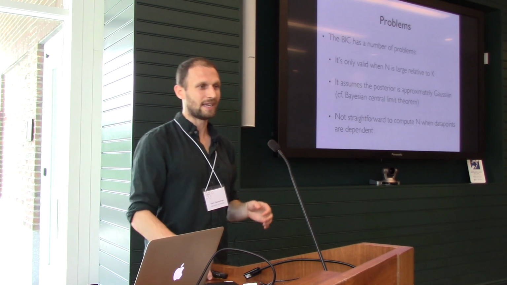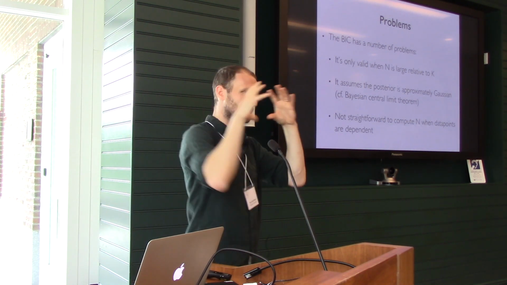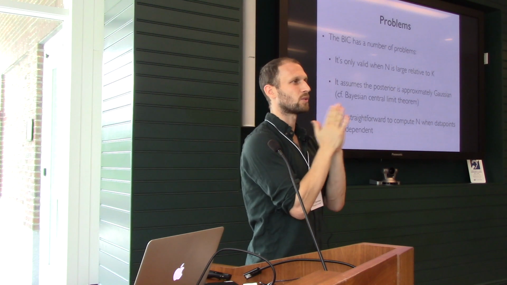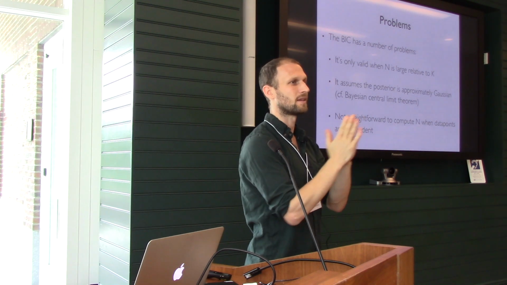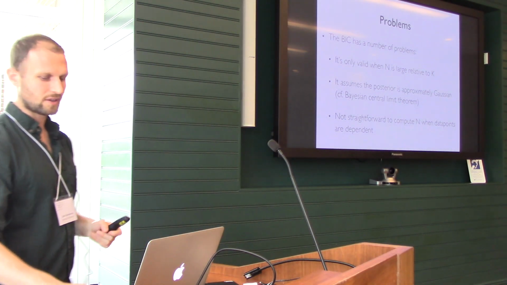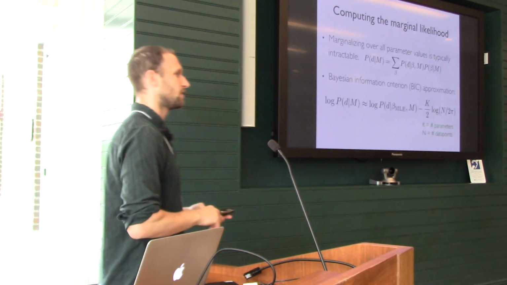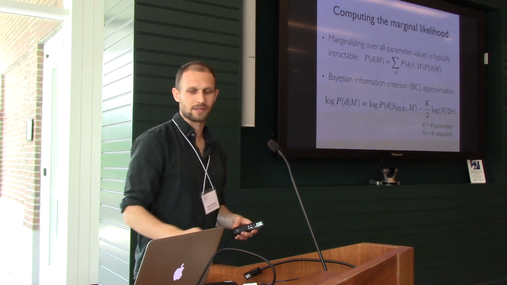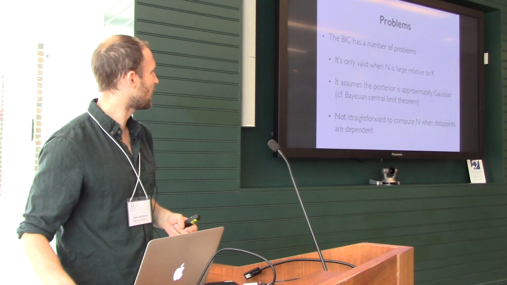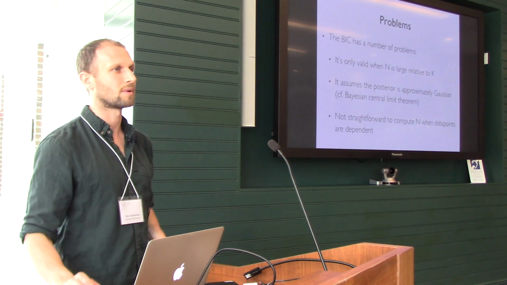And if you get an infinite amount of data, then that Gaussian posterior basically collapses onto a single point at the maximum likelihood estimate. So what it's essentially doing is taking kind of an approximation of the volume of the posterior around that maximum likelihood estimate. And in fact, as I'll show in a moment, that can be derived from a different kind of approximation.